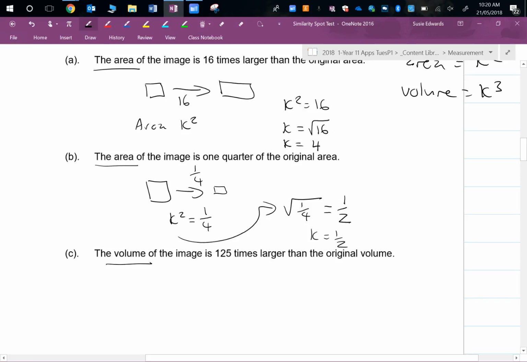Who got that? Well done, it's tricky. But can you see the process now? Knowing as soon as you see the word area with scale factor, you need to know that it's k squared, whatever the change is.